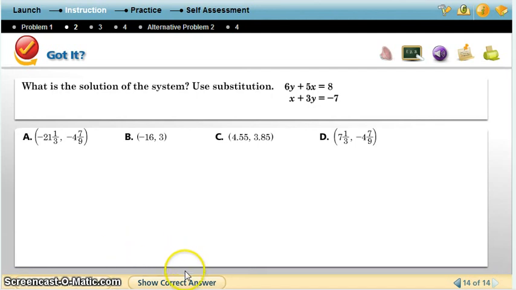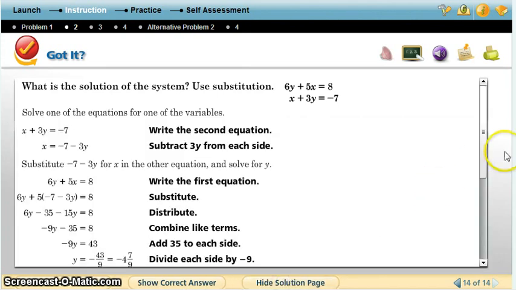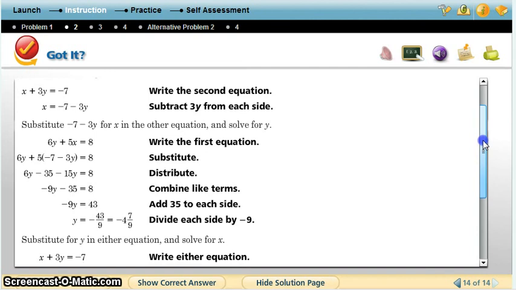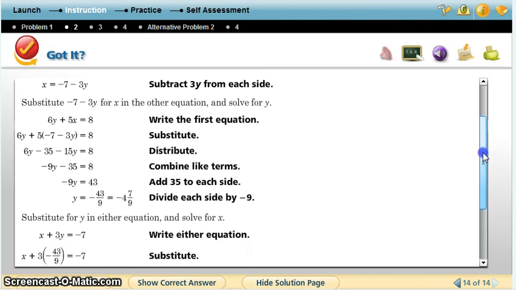The correct answer to this got it question is D. Of course, this is in fraction form, which you should leave this one in fraction form because of the type of decimal you get. And the solution to that you can see here. And you can read through there how they solve for the variable x for the second equation, and how the negative 7 minus 3y, they substituted that in for x.